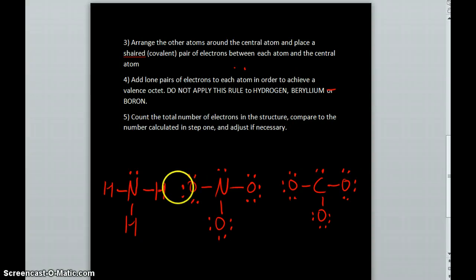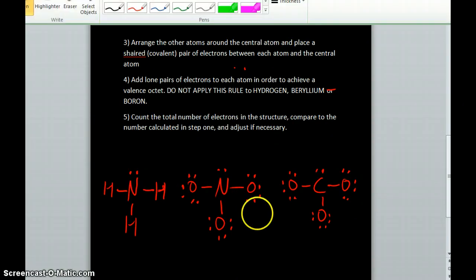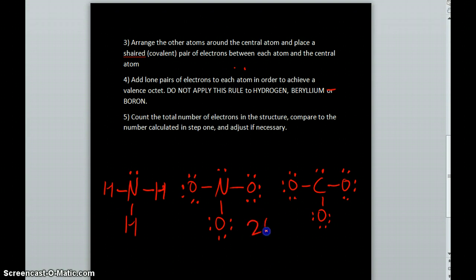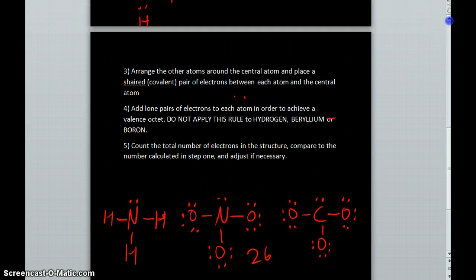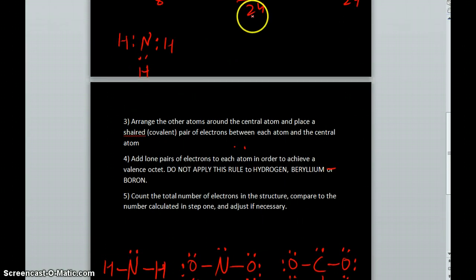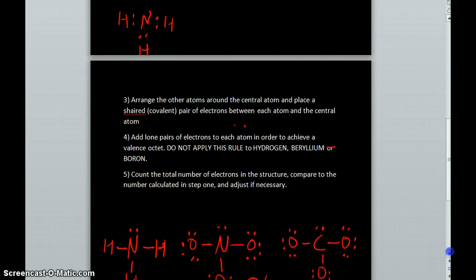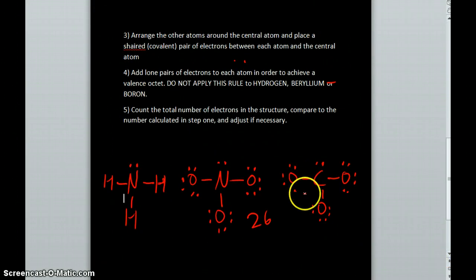However, on this structure, we have 8, 8, 8, and 2 more electrons for a total of 26 electrons. And 26 electrons is 2 more than we calculated. We wanted 24. Same thing in this molecule. 8, 8, 8, and 2 more is 26.